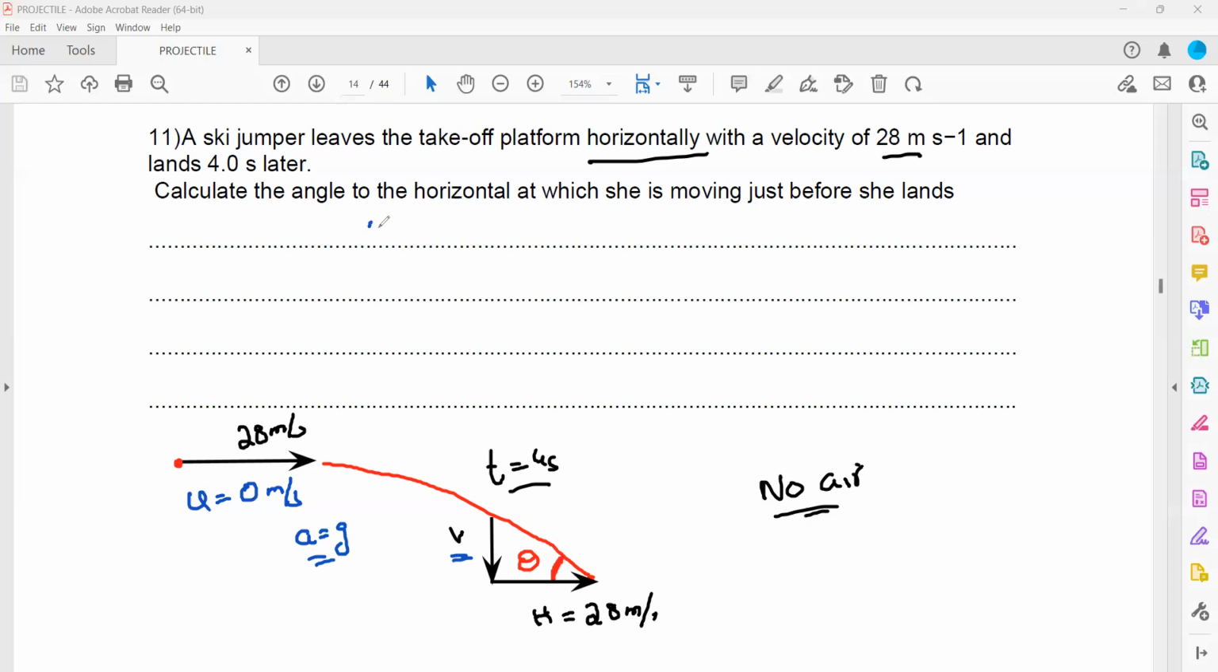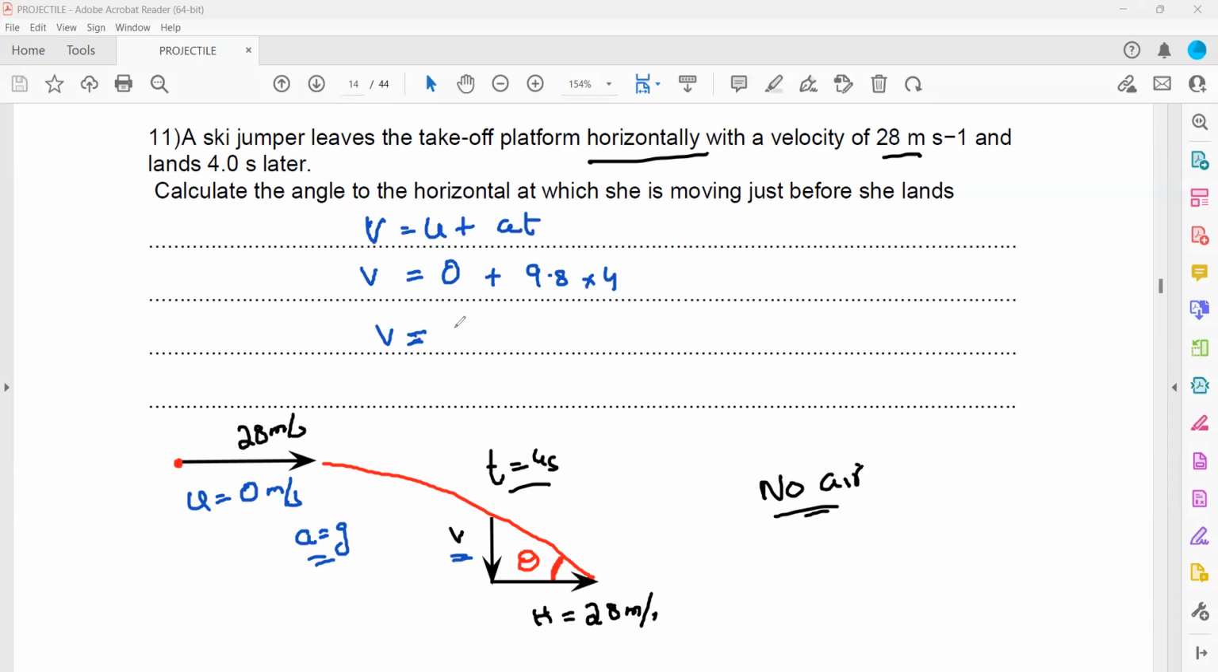We can use the equation of motion v is equal to u plus at, where u is the initial speed, 0, and a is the acceleration due to gravity. Why did we not take negative? Because it is moving downward, that's why it will accelerate, so you should take positive. If she was moving upward, then we'd take it as negative. And the time is equal to 4, so this will be 9.8 multiplied by 4.